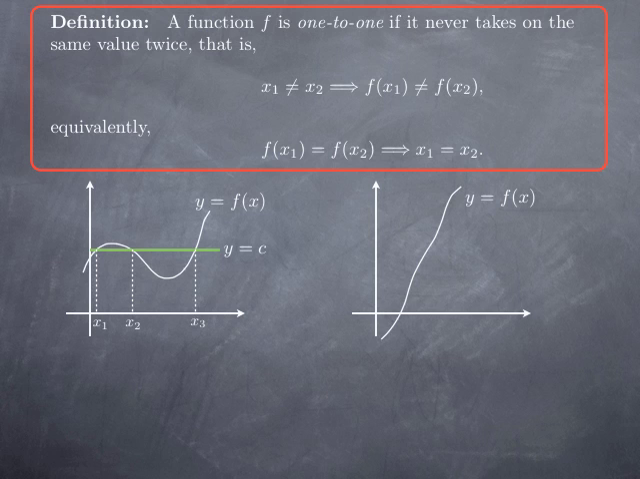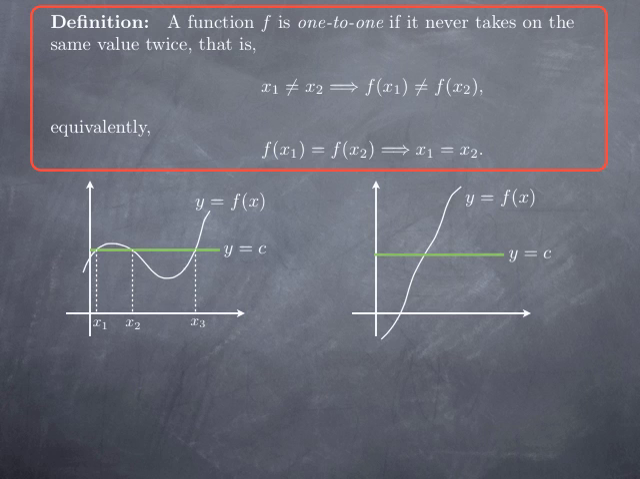Let's look at this function now, and let's try to use the same kind of reasoning. y equals c intersects the graph y equals f of x in one point here, and so the corresponding x-coordinate of the intersection point is sent by f to c, but this is the only such x that is sent to c.